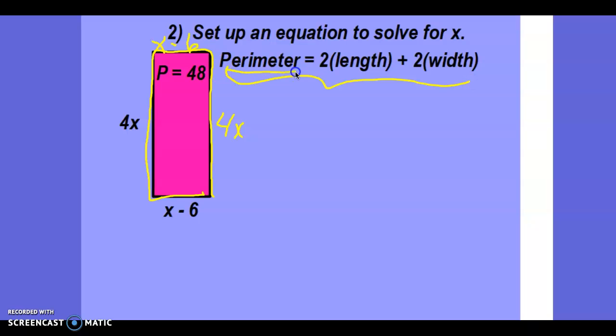So they tell you the perimeter is 48. So I can put in 48 in place of perimeter. 2 times the length. Well, let's label our sides. Let's call this our length and this our width. So I can have 2 times the length, which is 4x, plus 2 times the width, which is x minus 6. So this would be the equation you would use to solve this problem.